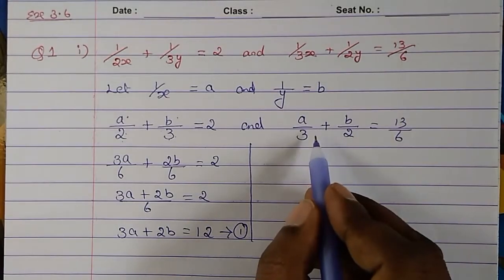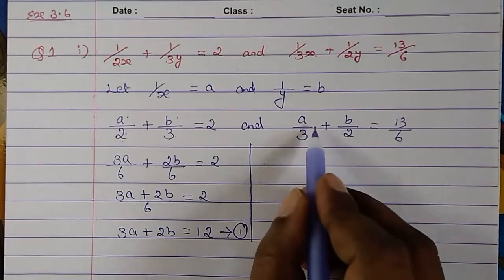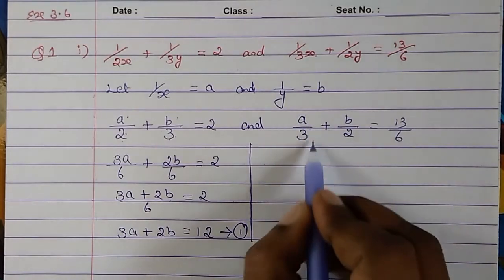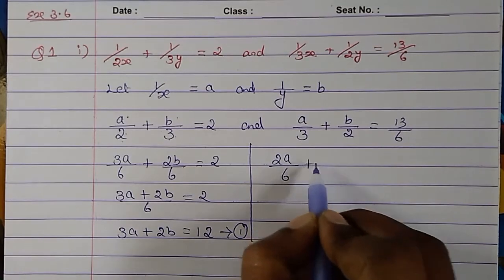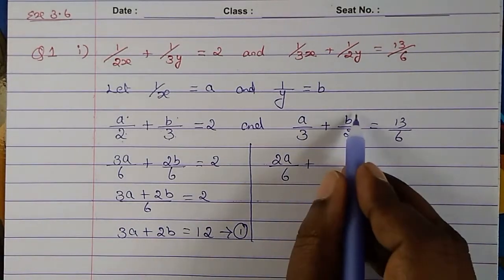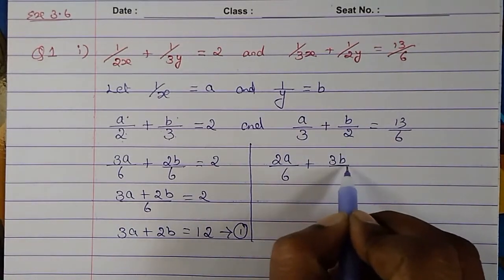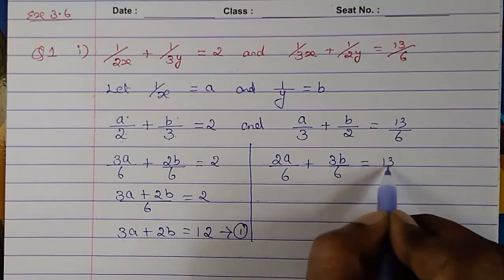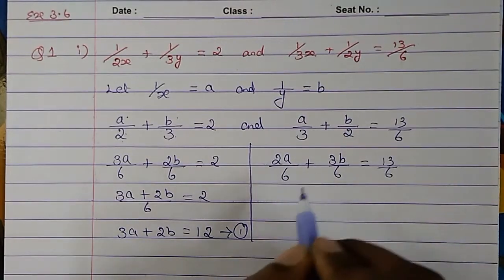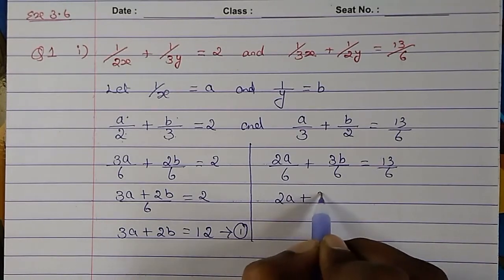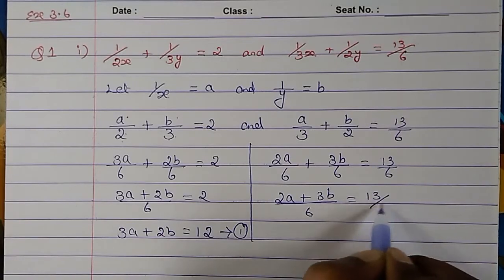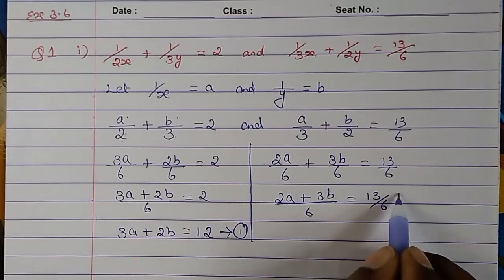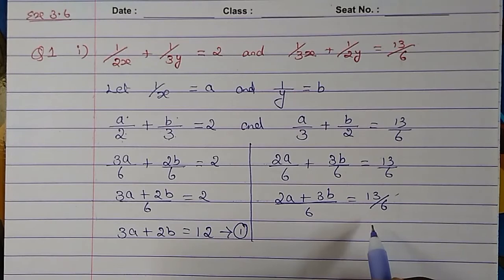So same way we have to do it here also. So we will take the LCM. So with 2 I'll multiply both the sides, I'll get 2a upon 6 plus, here I'll multiply with 3 both the sides, so 3b upon 6 equals 13 upon 6. So this I'll get 2a plus 3b upon 6 equals 13 upon 6. So this 6 goes this side, goes to multiplication, then gets cancelled. So 6 will get cancelled.